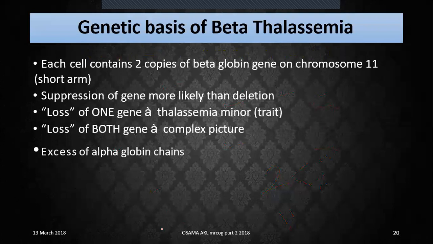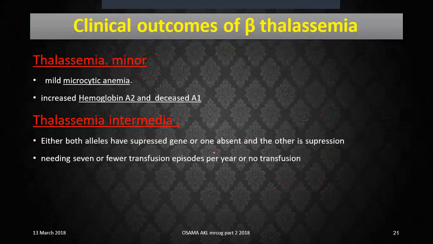As we said, beta thalassemia, 2 genes on chromosome number 11. It may be minor, major, which is Cooley's anemia, or intermediate. So we have minor, intermediate, and major. Minor, always the condition is mild. You may need blood transfusion or not. And the body can compensate by production of hemoglobin A type 2.